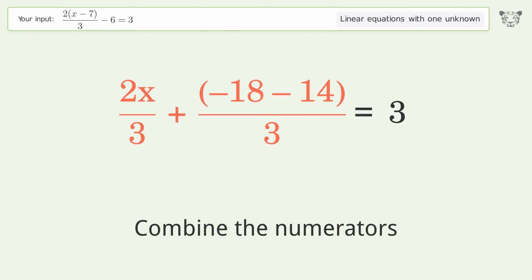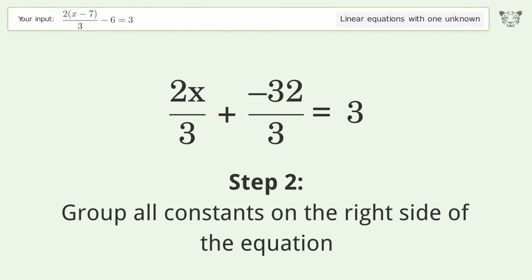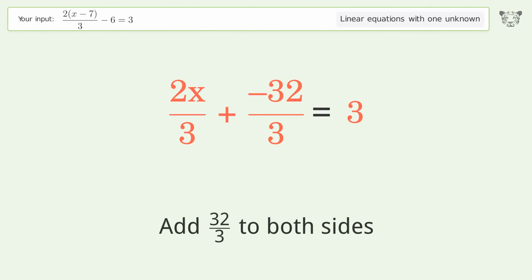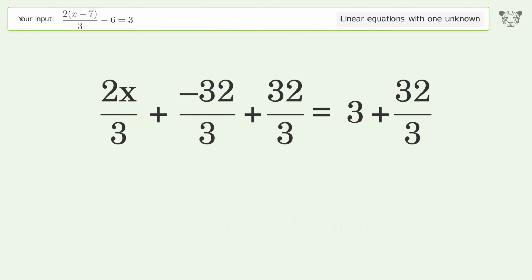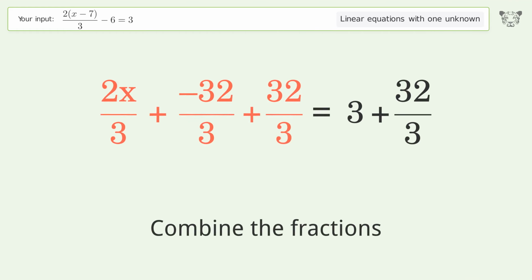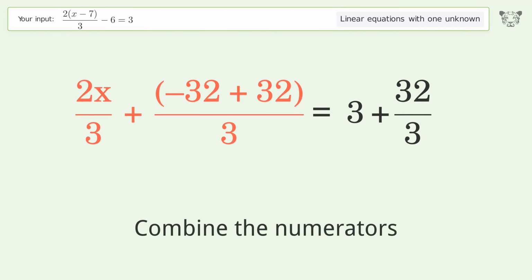Combine the numerators. Group all constants on the right side of the equation. Add 32/3 to both sides. Combine the fractions. Combine the numerators.